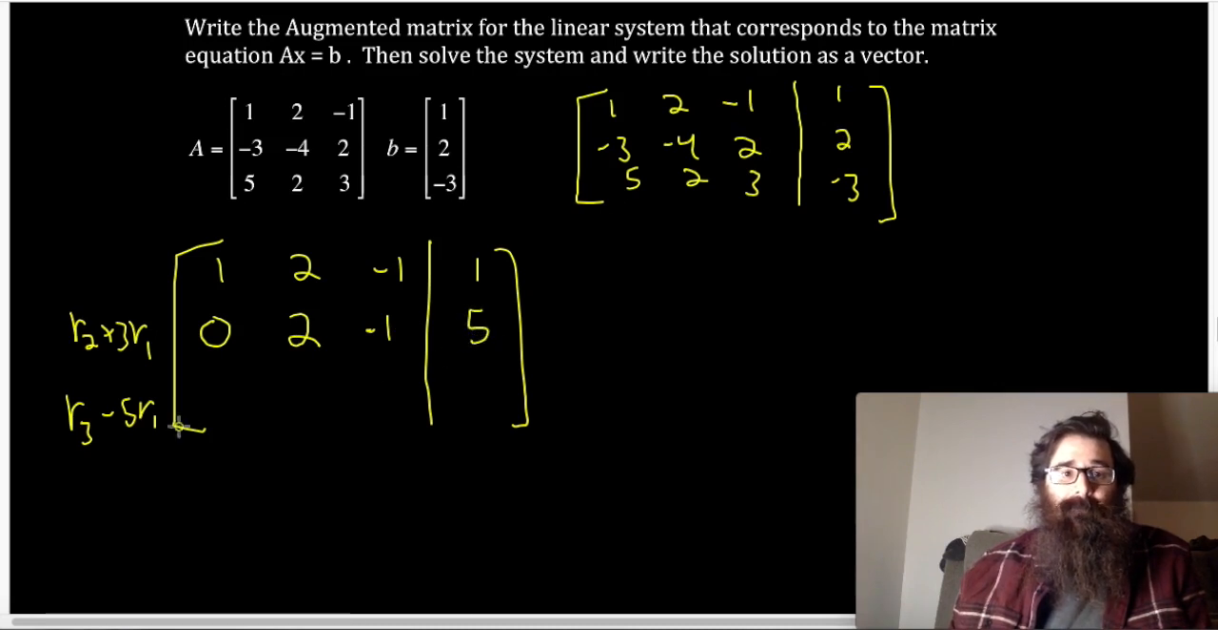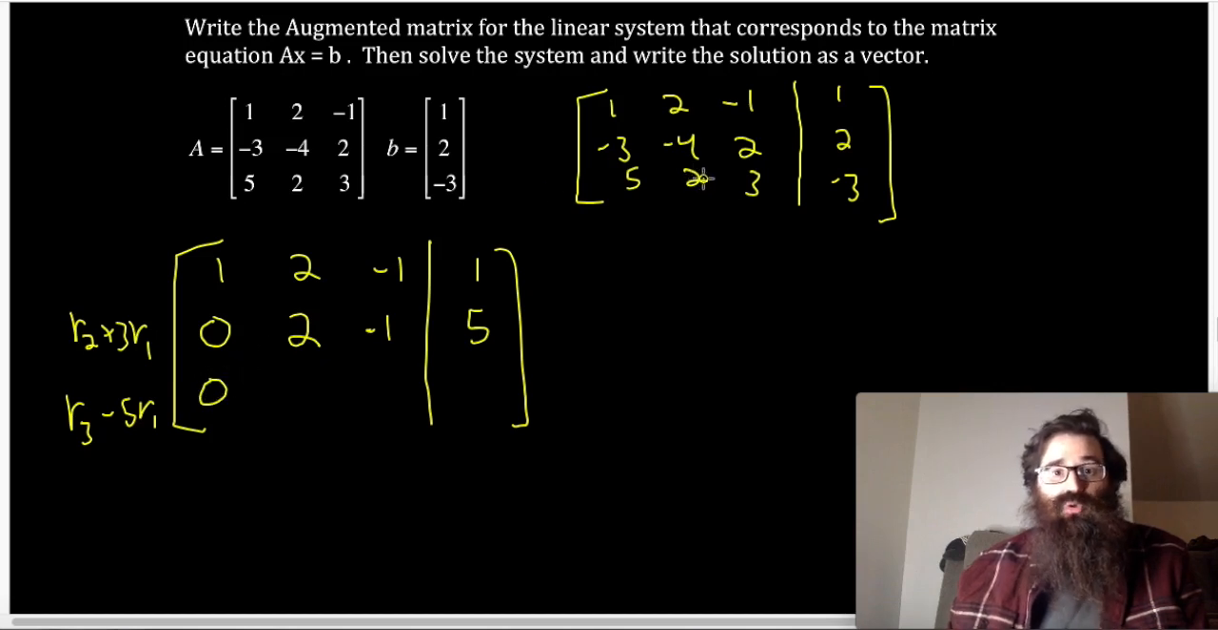And then I can do my row replacement in row 3 as well, replacing row 3 with row 3 minus 5 times row 1. So I get 5 minus 5 times 1 gives me the 0 that I wanted. 2 minus 5 times 2, that's 2 minus 10, gives me negative 8. And then 3 minus 5 times negative 1, so that flips the sign. Be careful with those minus signs. That's going to give me 3 plus 5, gives me positive 8. And then negative 3 minus 5 times 1, negative 3 minus 5 gives me negative 8.